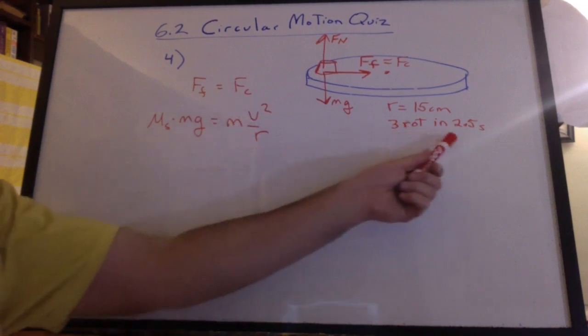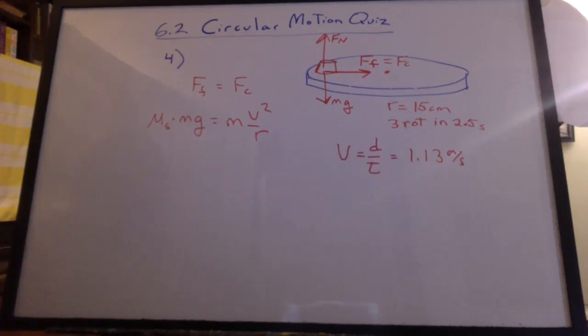We can get v from this information. We get 1.13 meters per second. Well, boy, the masses cancel. Plug in all your values. Hey, we get 0.867. That's great for part A.